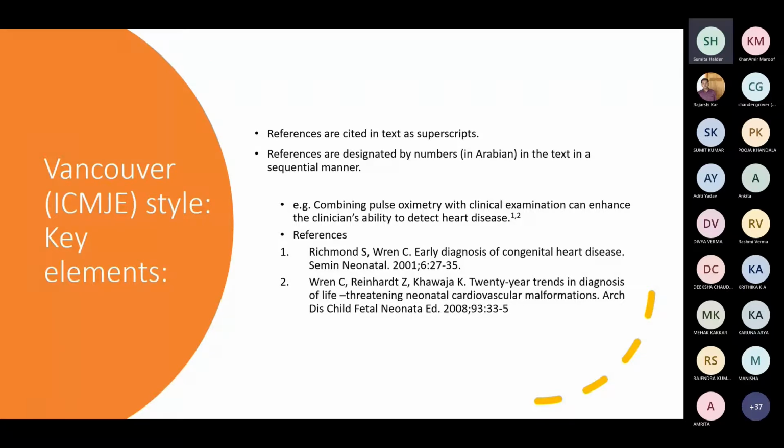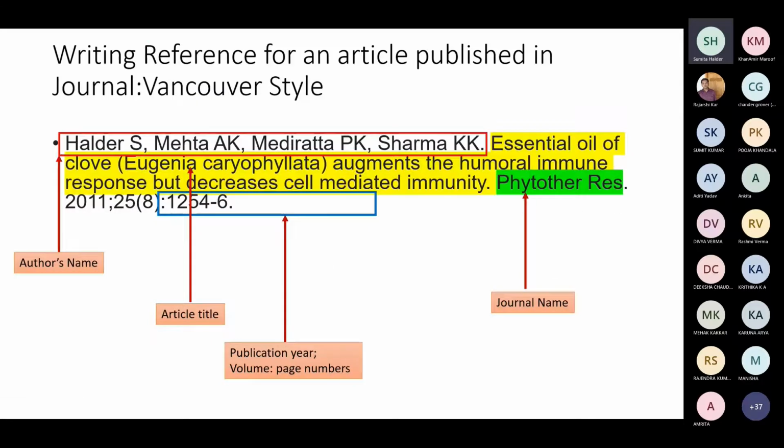If these references are numbered 1 and 2, in the text you will write 1 and 2 as a superscript. You see? I hope it is clear. And then the style is the same as I showed. I'll go back to the slide. The style is like this.